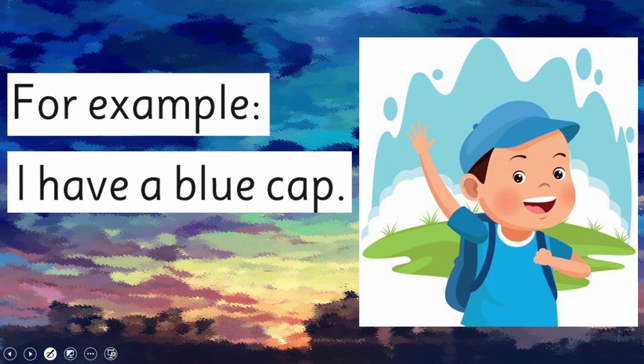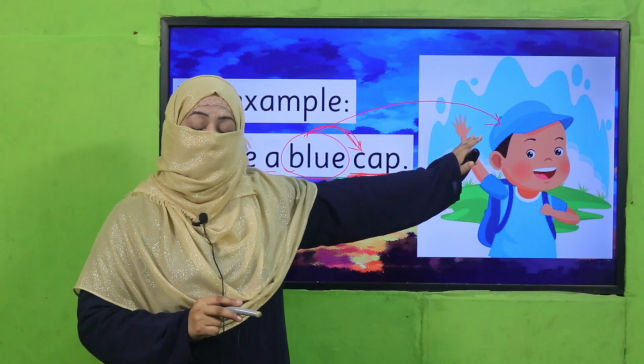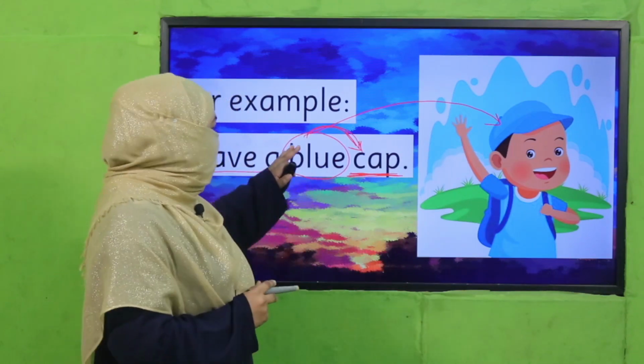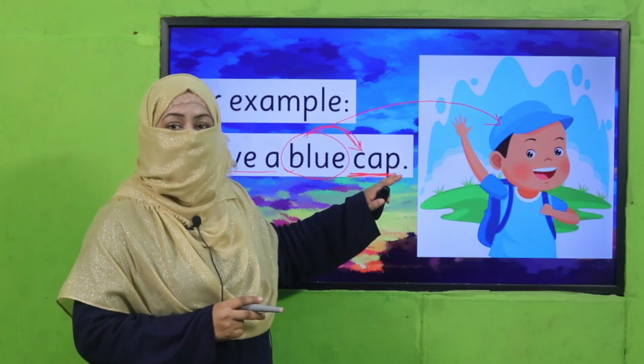For example, I have a blue cap. Now, this cap is the naming word, right? We know it. And this blue is telling about this naming word. This blue is telling us the color of the cap. So we can understand what the color of the cap is: blue. Now, if you don't look at the cap, you can think the cap is blue. This is how, beta, we use describing words to tell something about naming words, right?